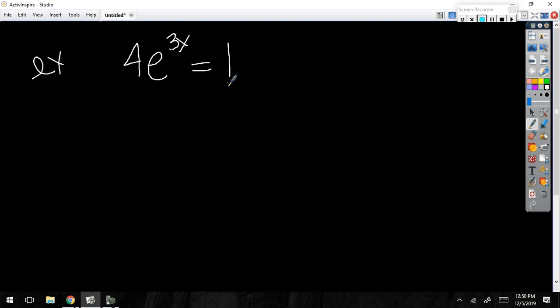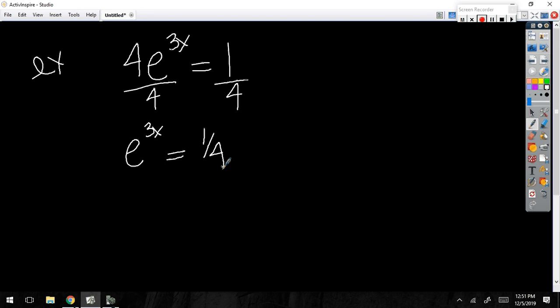What should I do? Divide by 4. Before you change forms, you have to get the exponent part by itself. E to the 3x equals 1/4. Now what can I do? Now I can change forms, right? What's it going to look like when you change forms?